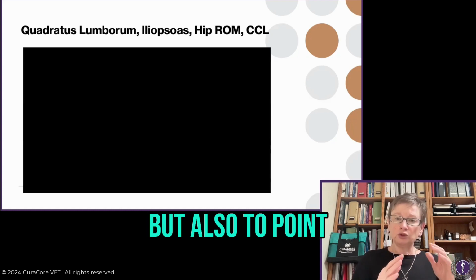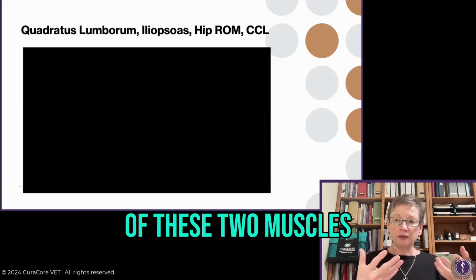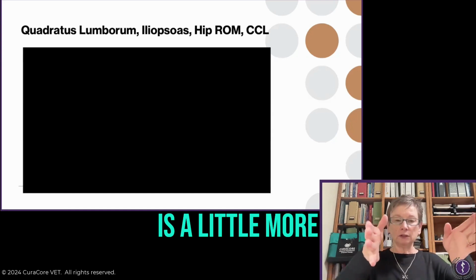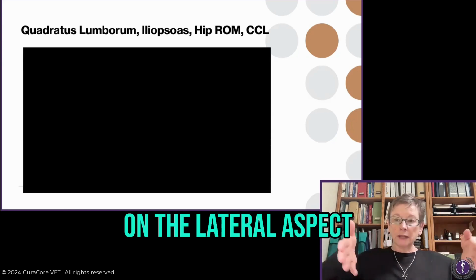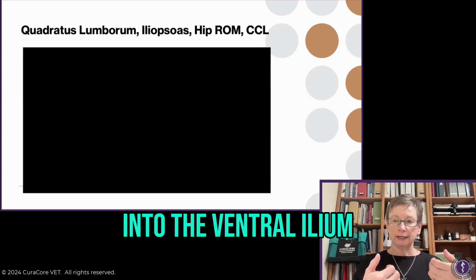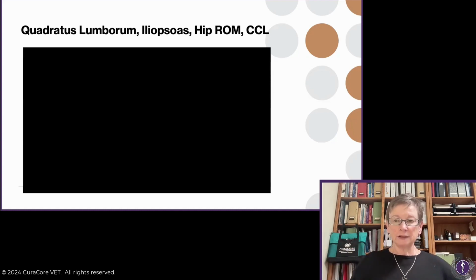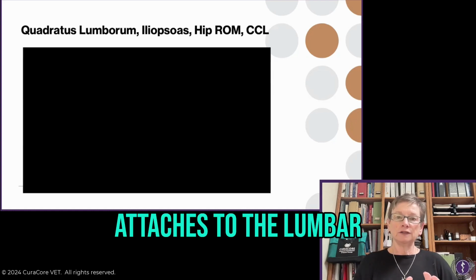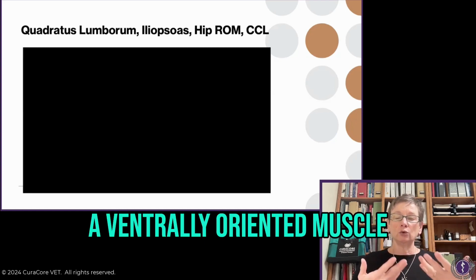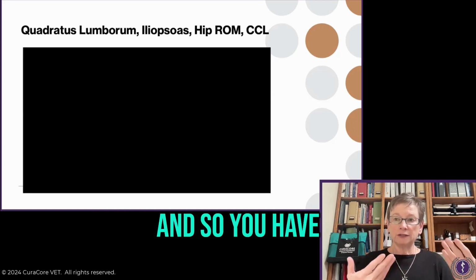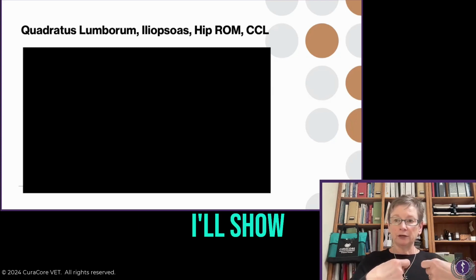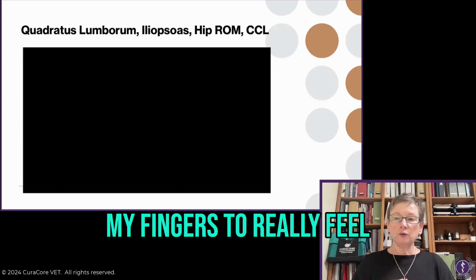But also to point out the relationship of these two muscles, and how the quadratus lumborum is a little more on the lateral aspect of the lumbar area, but it does attach into the ventral ilium. But the iliopsoas attaches to the lumbar, some of the vertebral body and transverse processes. So it really is a ventrally oriented muscle. And so you have to gently get up in there. With me, I'll show you how I use my fingers to really feel what's going on there.